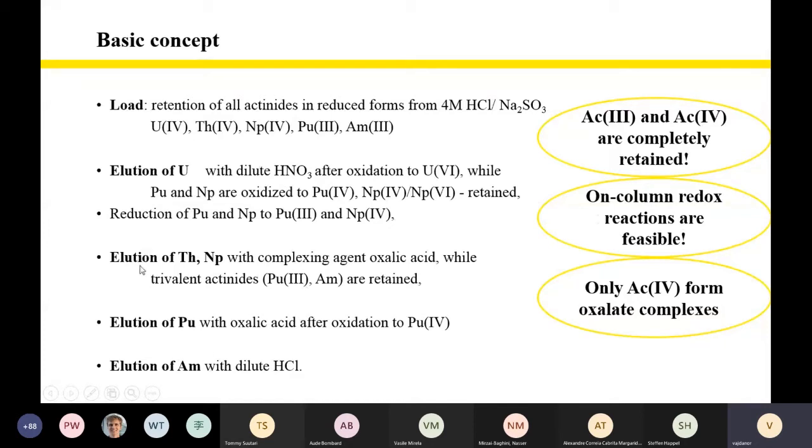After uranium, we strip thorium and neptunium together as tetravalent species using a complexing agent, and this is oxalic acid. And we found that oxalic acid makes strong complexes only with the tetravalent actinides. Then we can strip plutonium after oxidation from trivalent to tetravalent with oxalic acid again. And finally, americium is eluted with dilute hydrochloric acid.